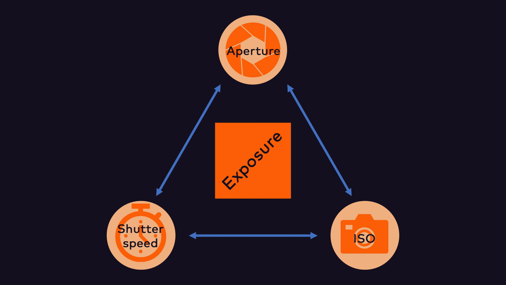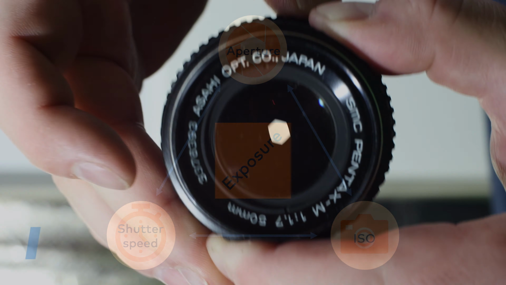A large and a small aperture, a short and a long shutter speed, and a high and a low ISO value, all have certain advantages and disadvantages that we will discuss later in this video, but we will also go into more detail in the videos part 2, 3 and 4.